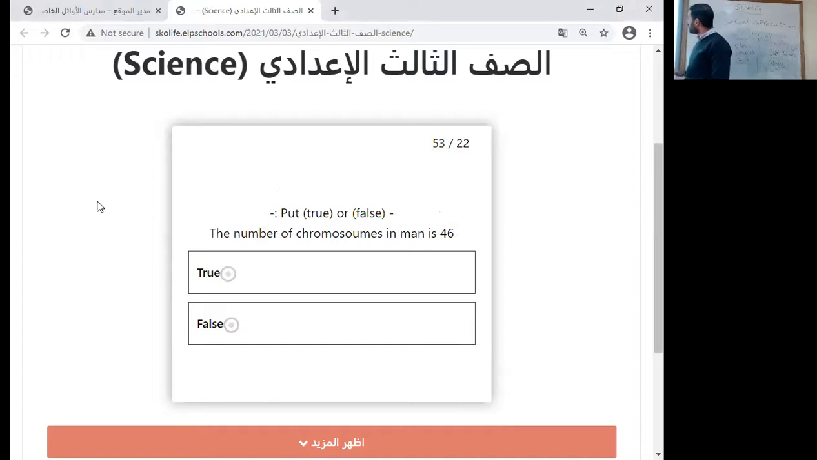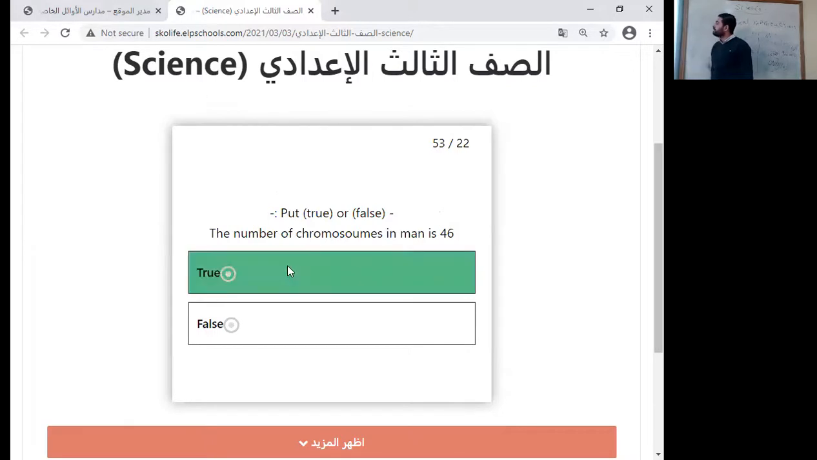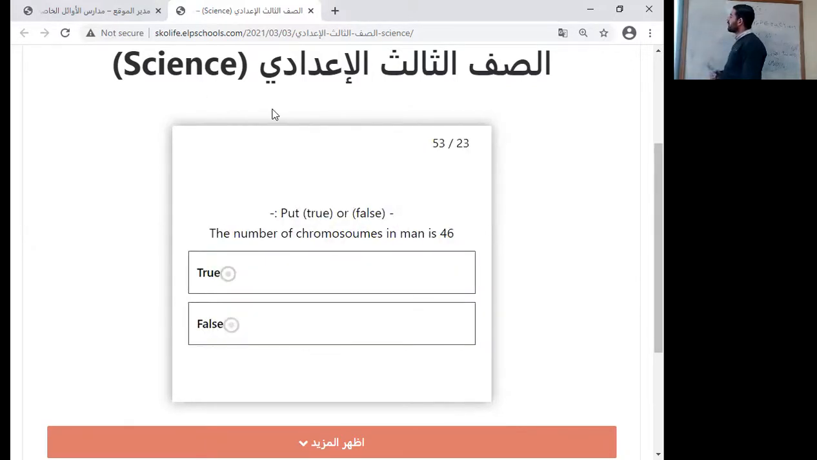The number of chromosomes in man is 46. The answer is true, and we must know that each type of species has a special number of chromosomes. For example, for humans, it is a fixed or constant number for all members of the same species, and in the case of man, they are 46. The answer is true.